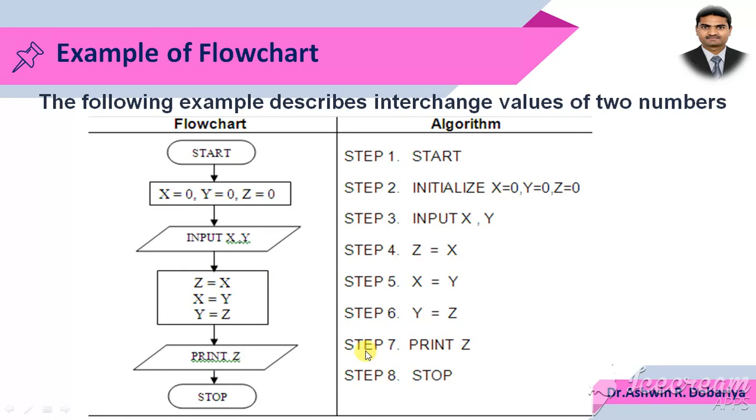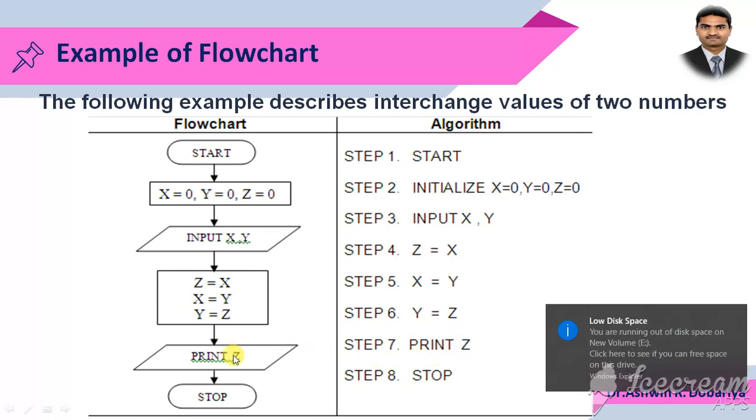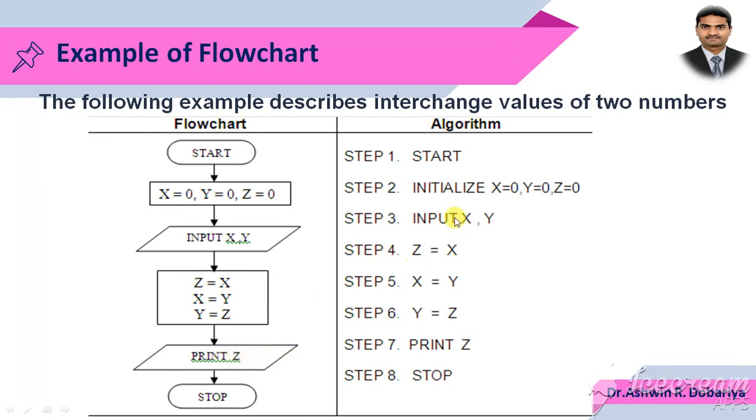And after that we will print not only z, but we will print x and y. So here there is a printing mistake. Here we can mention print x and y. So if we input 5 and 3, after this execution it will display 3 and 5, and the last statement is stop. So this is the first example of how we can convert an algorithm into a flowchart.